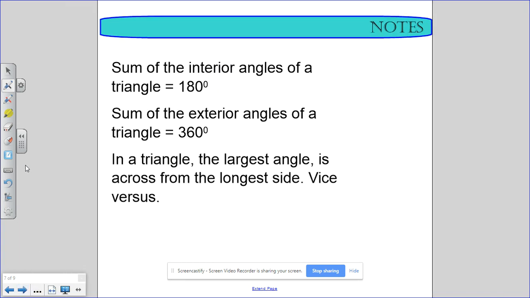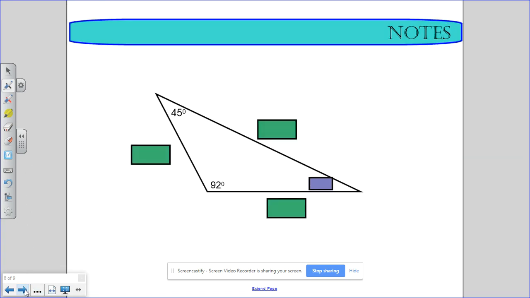All right, our next theorem, and you should have already done GeoGebra 2 as well. The sum of our interior angles of a triangle is 180, and the sum of our exterior angles is 360. In a triangle, the longest angle is across from the longest side, and vice versa, meaning that the shortest side is across from the shortest angle.